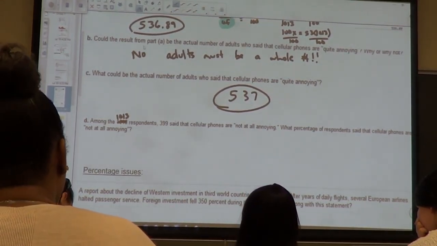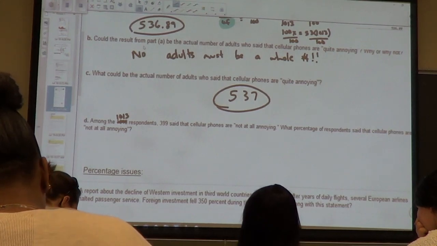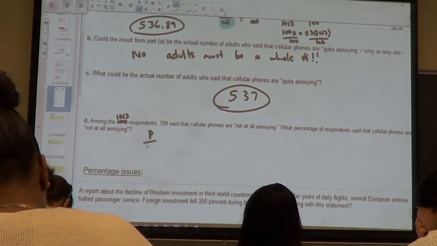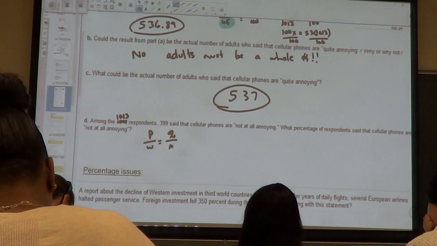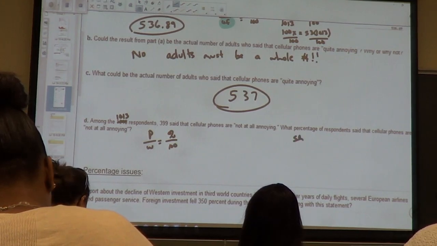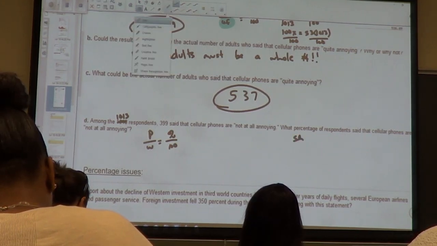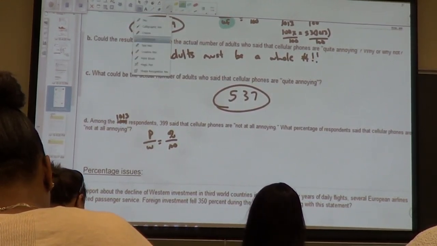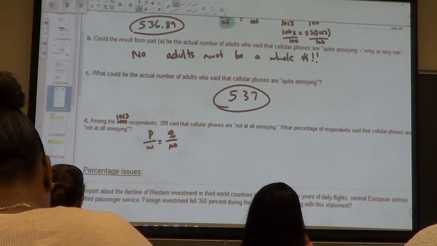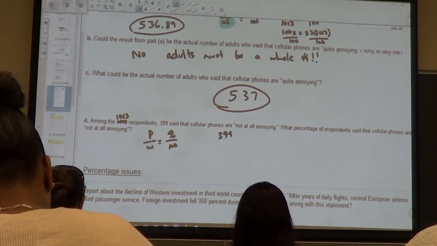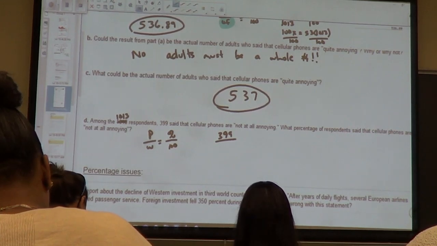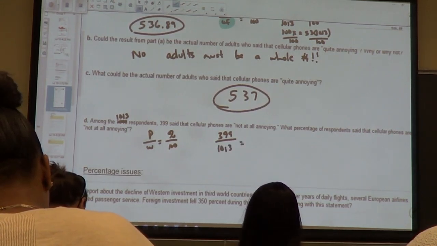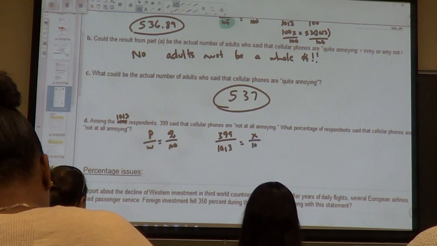Doing a percentage, there are two ways we can do it. We can either do it as part over whole equals percent over 100, which is probably the way I'm going to do it. What is my part? 399. That's the part who don't think it's annoying. What's the whole that I asked? 1013, and we are trying to find the percentage. So that's going to be our setup.